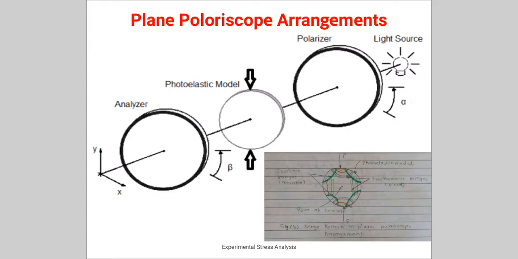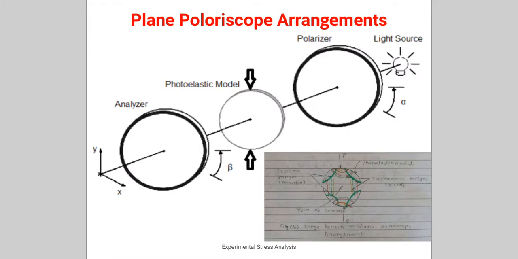Now, in order to distinguish between the isoclinic and the isochromatic fringe patterns, I have to rotate the analyzer in the clockwise direction and the anticlockwise direction. Suppose I rotate the analyzer in the clockwise direction. Due to that rotation, the dark green fringes present at the corners start moving towards the point of interest. In the case of that circular disc, the center point is called the point of interest.